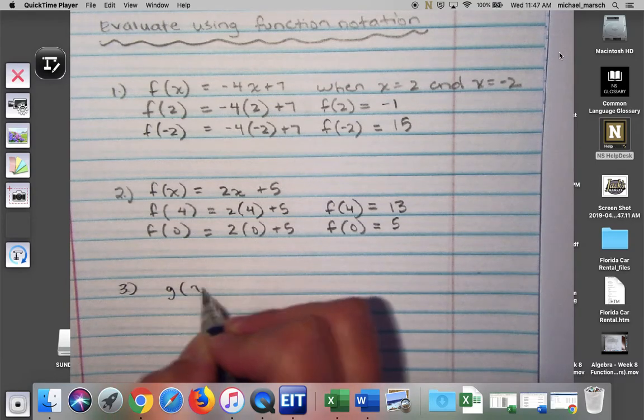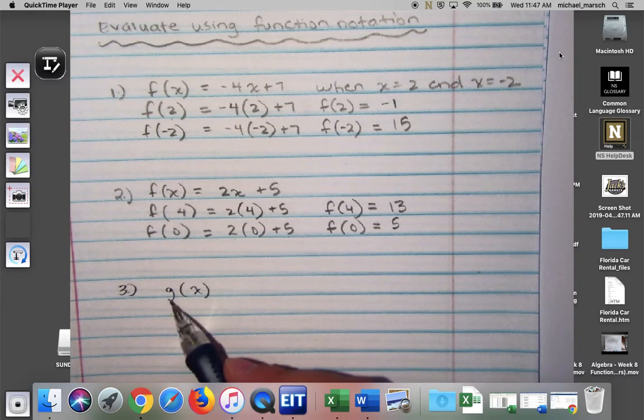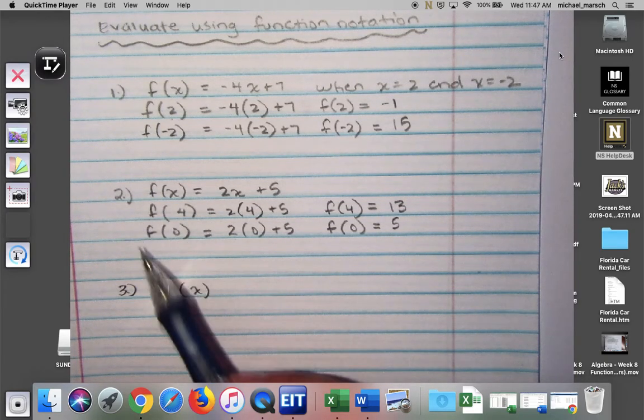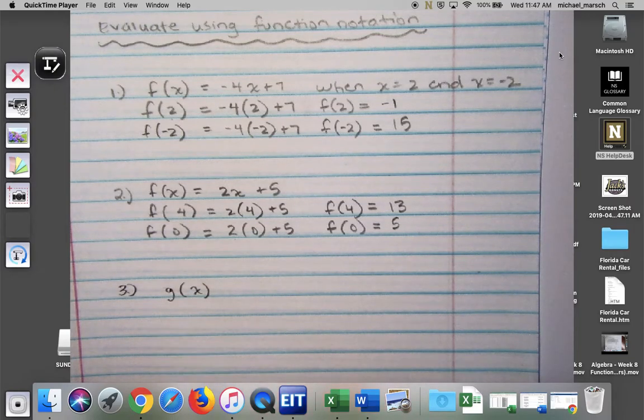Sometimes they like to get really creative and put a different letter instead of F, which doesn't make sense to me because I've always thought that F stood for the word function. But they'll go ahead and put like a G, an H, an R. I don't know. They just want to keep you on your toes. Don't let that distract you. You do the exact same thing.